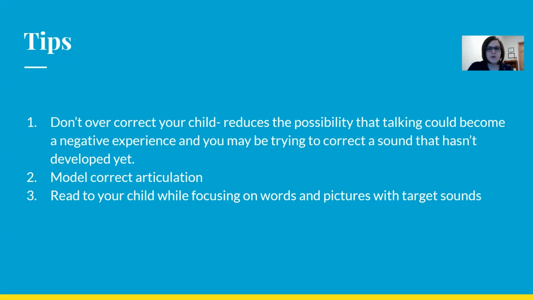For instance, if you had a 3-year-old and they're struggling with the R sound, we would expect that, and that's completely normal, and it might be really stressful for them if you're trying to correct the R when they're not ready for that. Modeling correct articulation is huge as a parent. So just emphasizing those sounds as you're playing with them or reading to them can be a really huge step. Reading to your child while focusing on words and pictures of the target sounds is also a really great activity you can do with your kids.